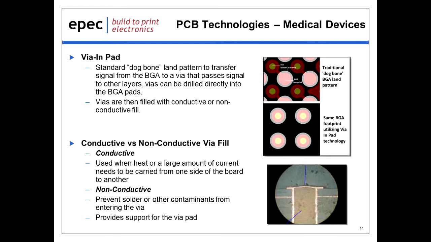There's two different types of fill associated with that. As you can see from the bottom picture, there is an actual cross-section of a BGA where there's a non-conductive fill, but it's there to provide support for the via pad and also to keep contaminants from entering the via. Conductive via fill, which is typically a silver or a copper-based material, is used when you're trying to move a large amount of heat or current from one side of the board to the other. More often than not, it's heat, and you're using it to move heat away from a very sensitive BGA.